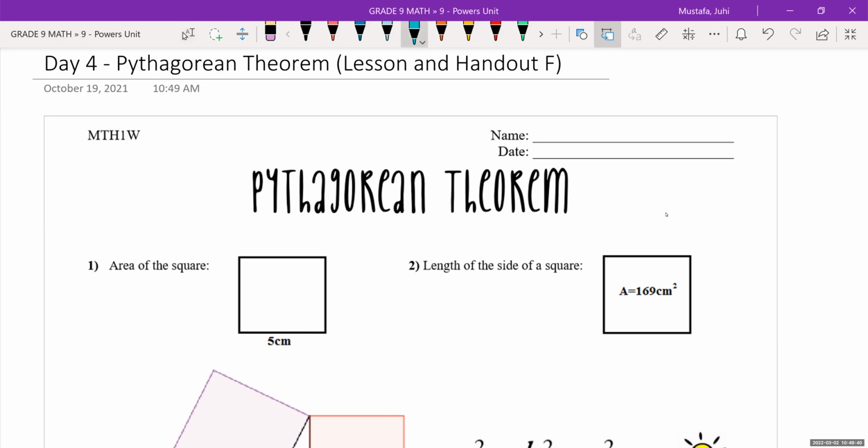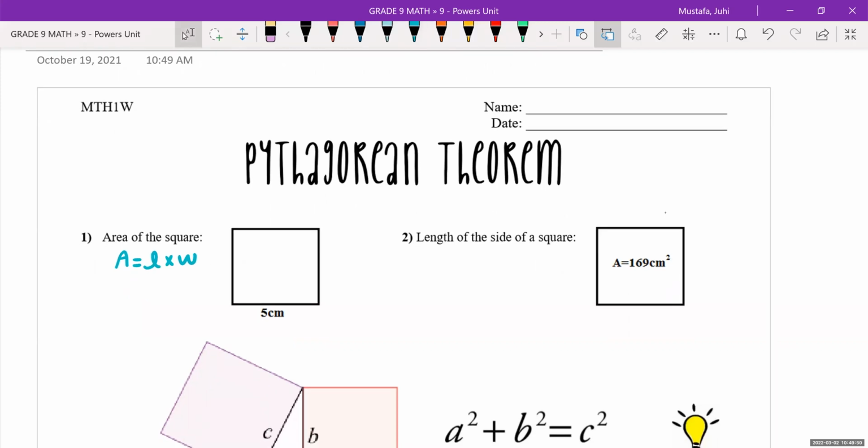Does anyone remember the formula for area? Yes, good. So area is equal to length times width. I always want you to start every single question with the formula written down. We're going to sub in our values, which is going to be 5 times 5. And then we're going to solve.